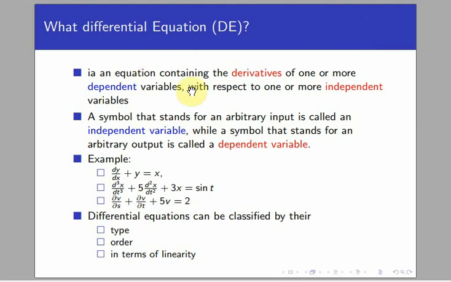Differential equation is an equation containing the derivative of one or more dependent variable with respect to one or more independent variable. Differential equation jechuun derivativii tokkoo fi isaa ol kan of keessaa qabu with respect to one or more independent variable.